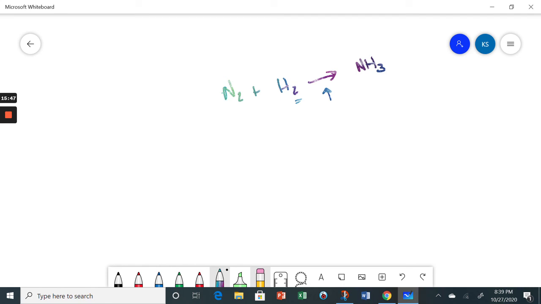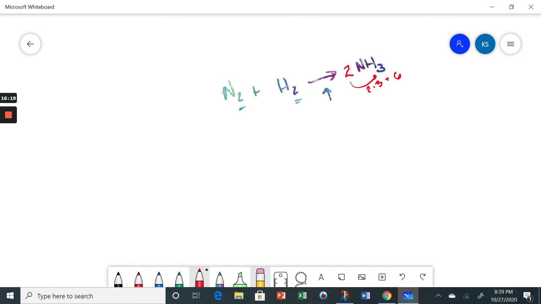Now I'm going to look. Over here I have a 2. But here, I only got a 1. Now I cannot change that formula. Okay, I can't change it. That has to stay. The only thing I can do is change a coefficient. So if I put a 2 in the front, I now have 2 nitrogens on the right-hand side. But by putting a 2 in front of this, I also changed my number of hydrogens. I no longer have 3. I have 2 times 3, which is 6.